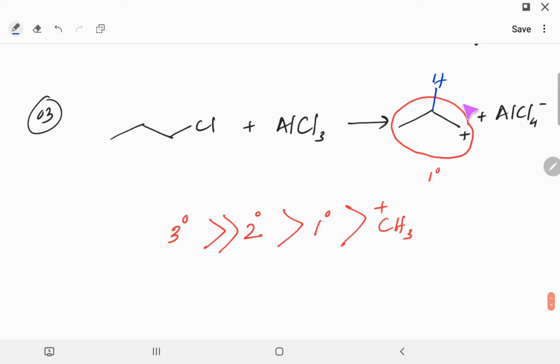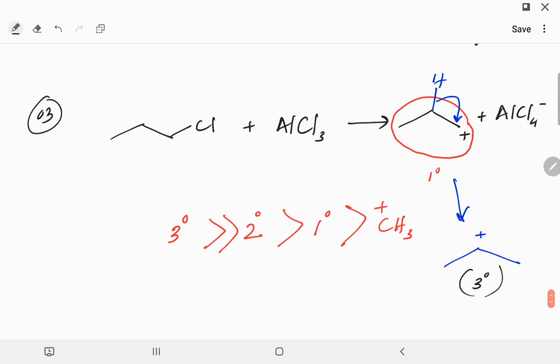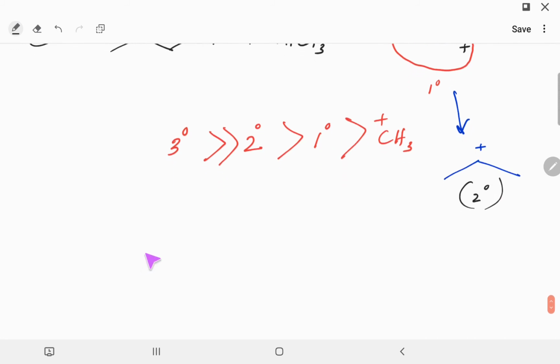Primary carbocations are not that stable, but if this molecule undergoes hydride shift, then easily this primary carbocation will be converted to a secondary carbocation, which is more stable. So based on the stability of the carbocations, this is a secondary one. The carbocation could rearrange, and then the product that you get could be different.